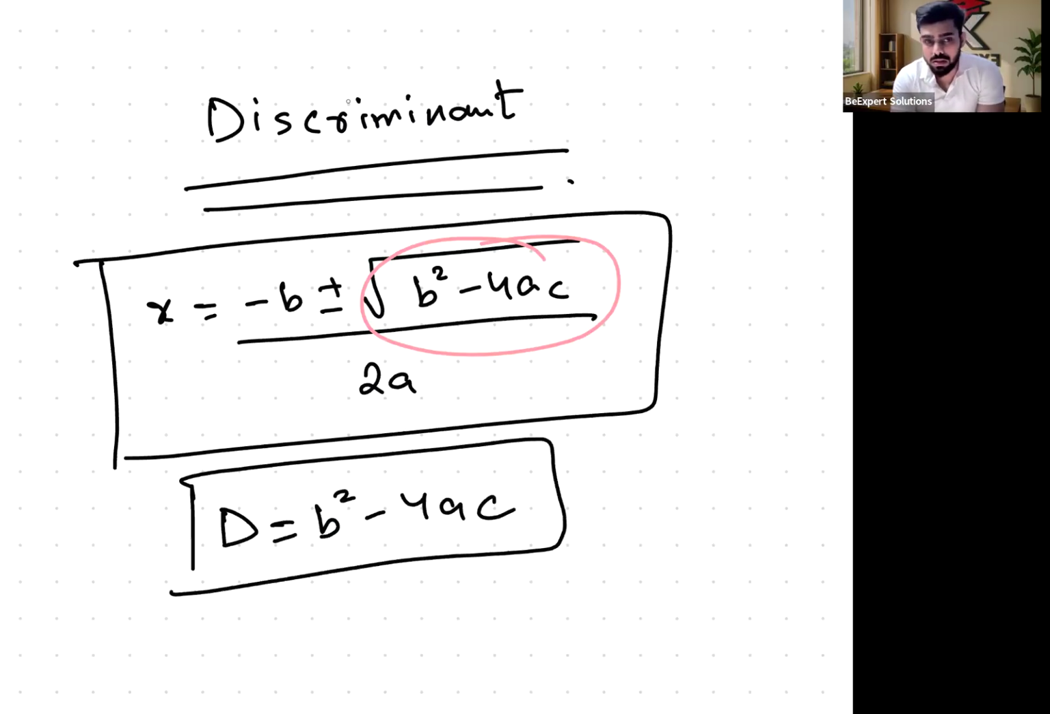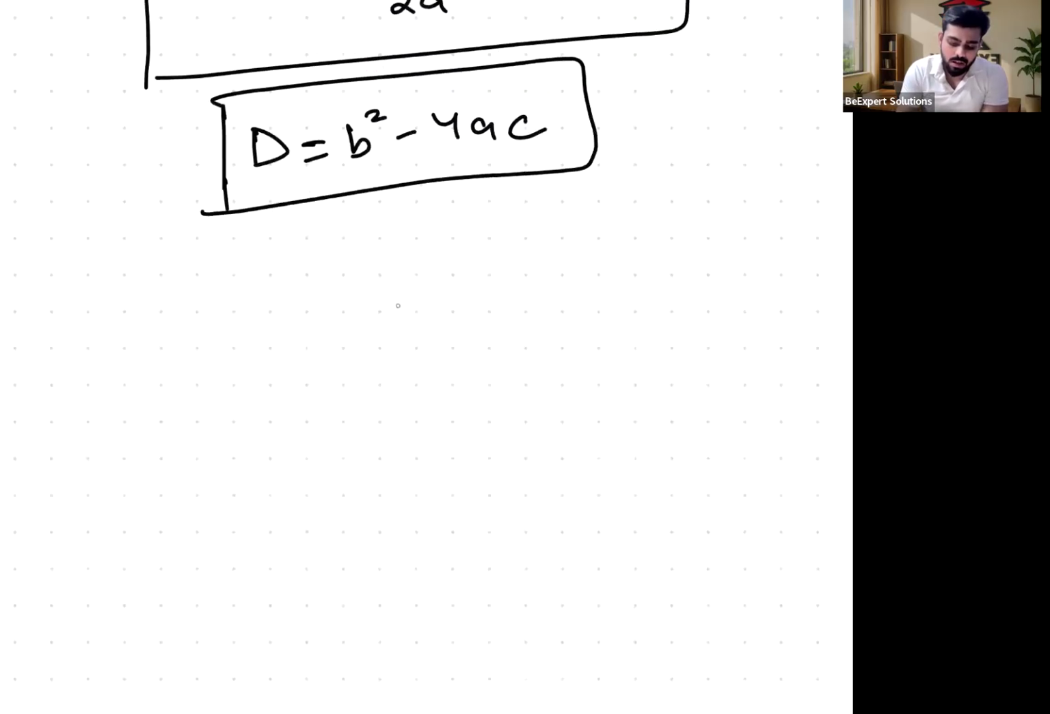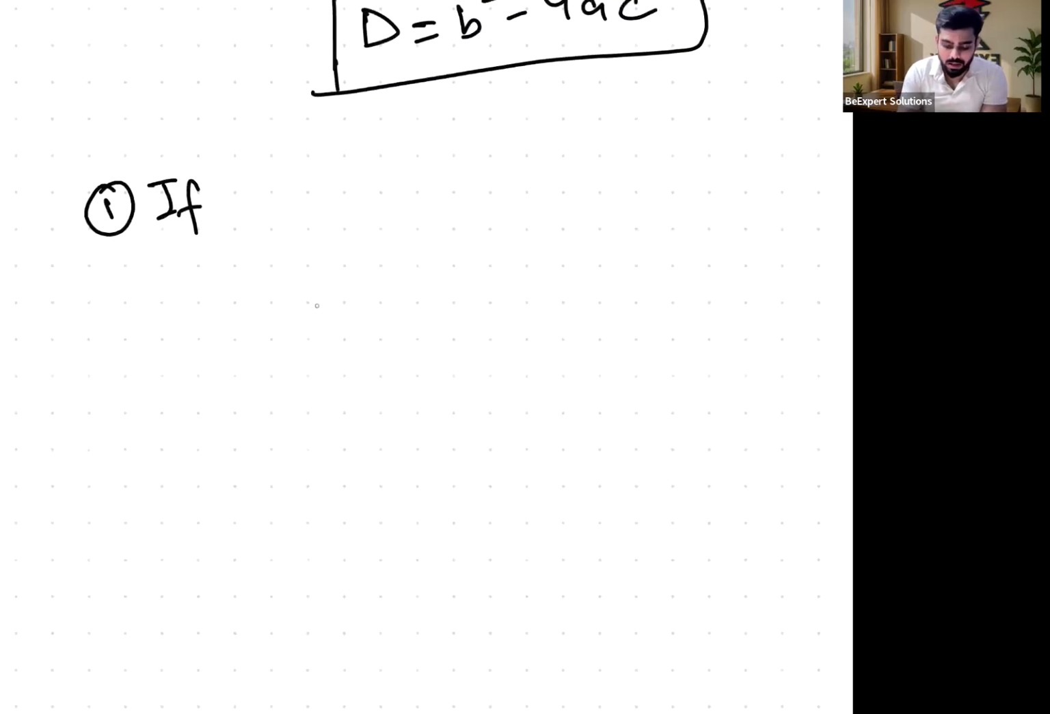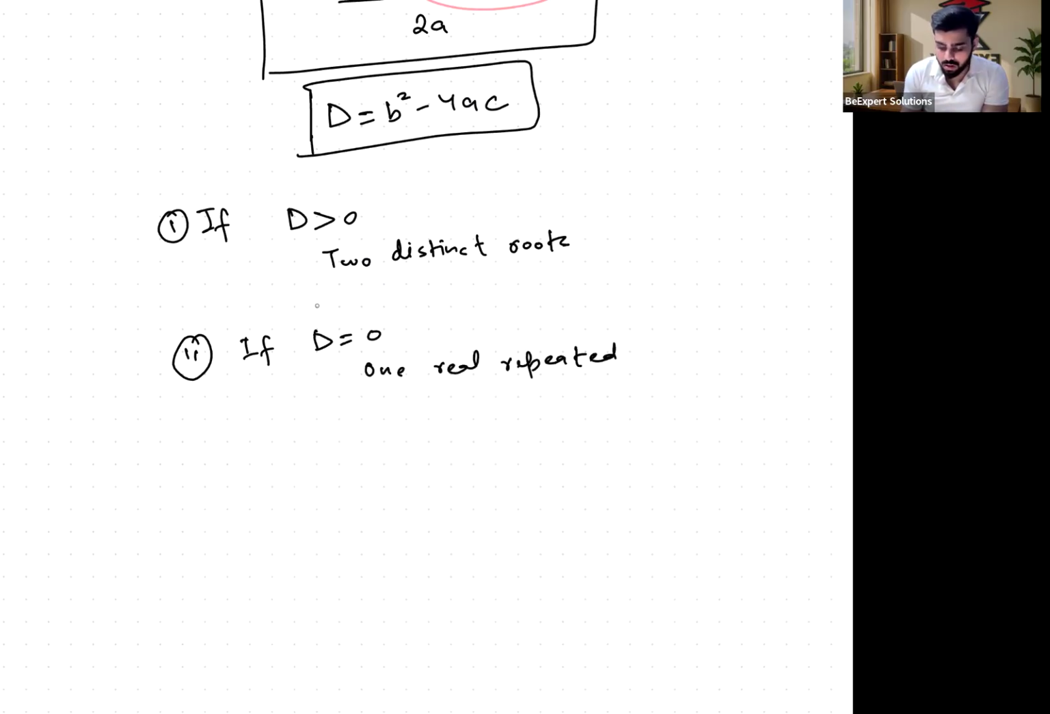Now, what does the discriminant basically do? How does it tell you the nature of the roots? Basically, the cases are: first case, if your discriminant is greater than zero, D greater than 0, then you will have two distinct real roots. If your D is equal to zero, then you will have one real repeated root.